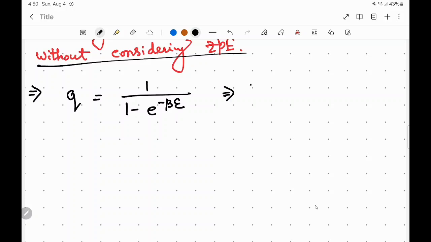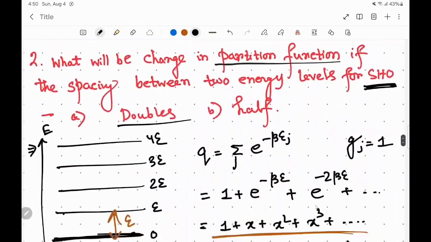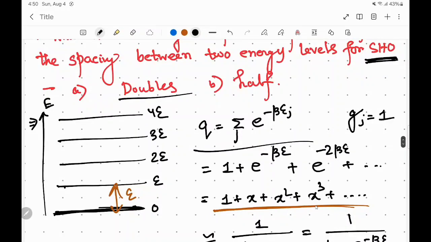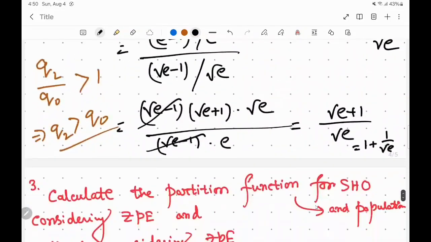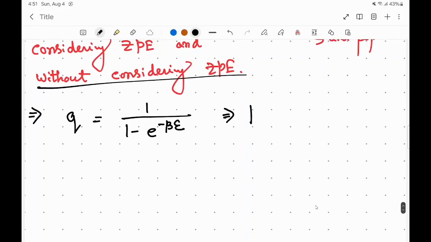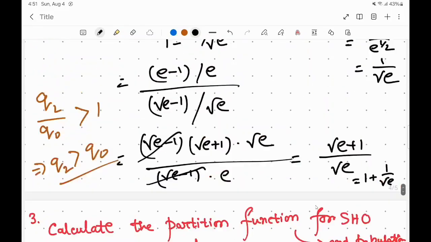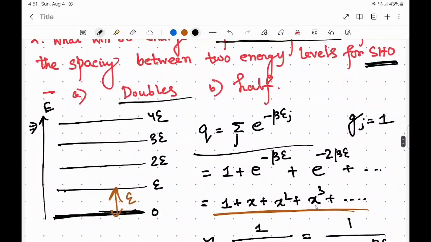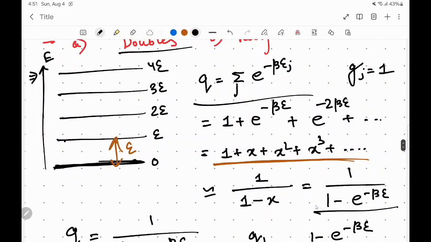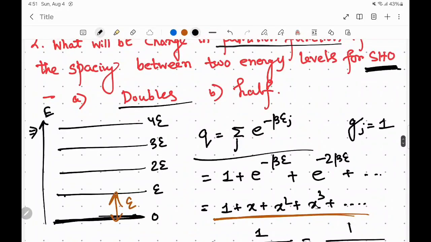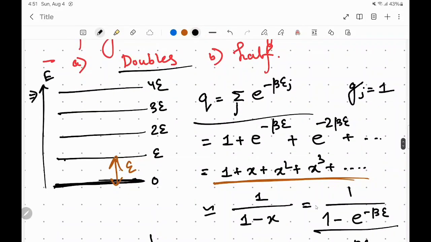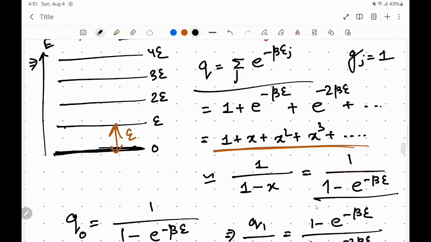Epsilon J. No, this is the partition function. Partition function means the sum over all of this formula. This is not population. This is partition function. Why is there epsilon only? That we have already discussed. We are considering the simple harmonic oscillator, that's why this epsilon is there. Epsilon is the spacing between the levels. That's why epsilon is coming.